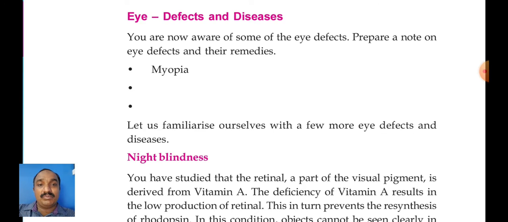Okay, before going to the disorders or diseases, we have to rewind some of the disorders that you have already studied from last year, from the 9th standard as part of physics. One among them is myopia, also called short-sightedness. Myopia or short-sightedness. Can you remember that now?